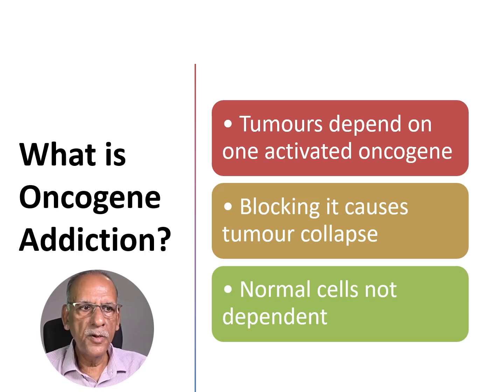Okay, as I told you, what is oncogene addiction? That means certain tumors depend on one activated oncogene. What is the use for therapy? If you block this gene, it causes tumors to collapse. The normal cells are not dependent on this phenomenon. Only cancer cells are addicted to that particular oncogene.